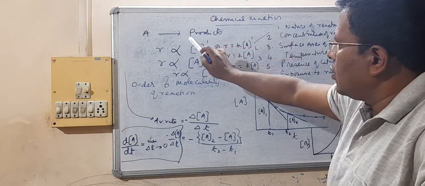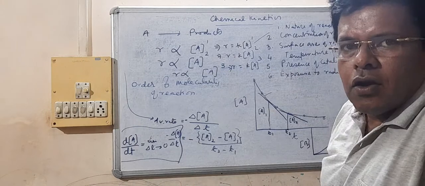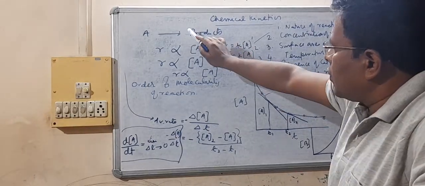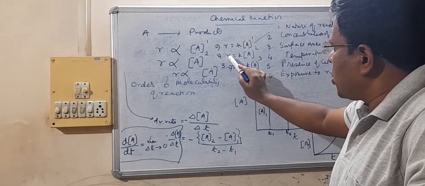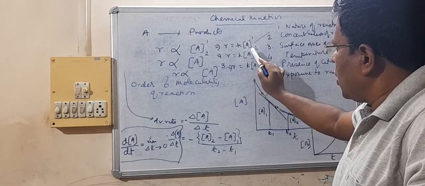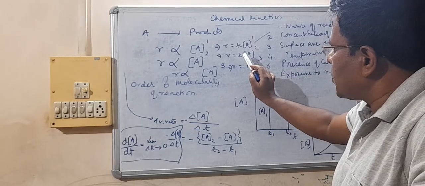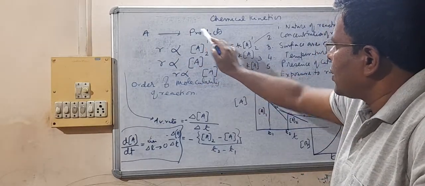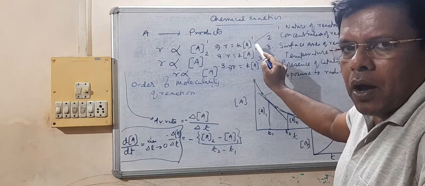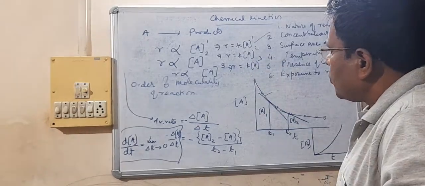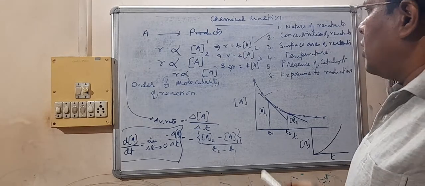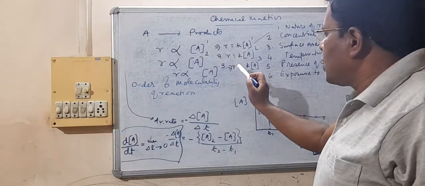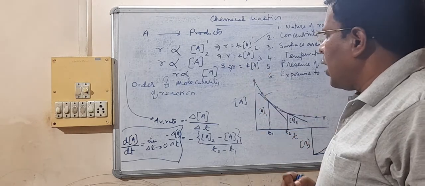Now, if this reaction follows this rate law equation, where the power of A is 1, then we will say that this reaction is a first order reaction. If this is the rate law expression, R = K[A] to the power 2, followed by this reaction, then it will be a second order reaction, because the power here is 2. And it will be a third order reaction if this is the rate law equation that is followed.